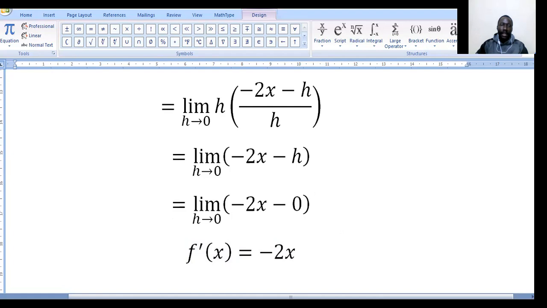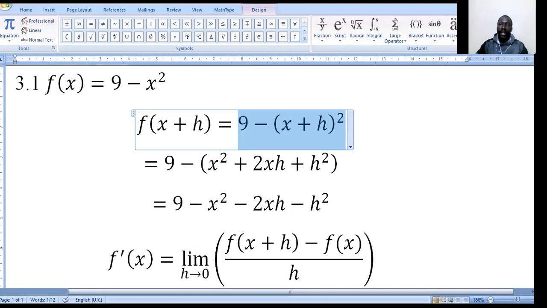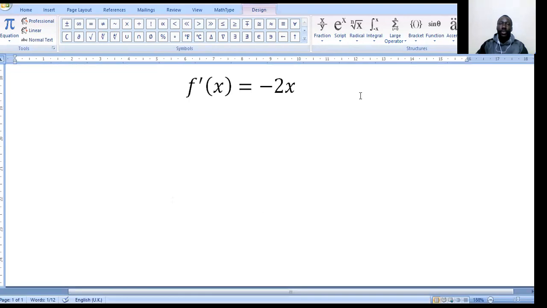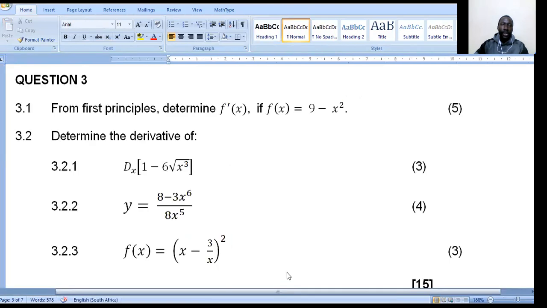Well, if there isn't a question, we can move on to the next question, which in this case is 3.2. So 3.2 is the next question. What are we required to do in 3.2? Well, in 3.2, we are required to determine the derivative of 1 minus 6 square root of x cubed. Then later, this and that.